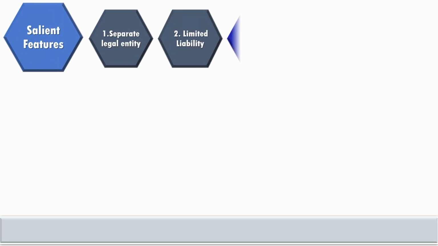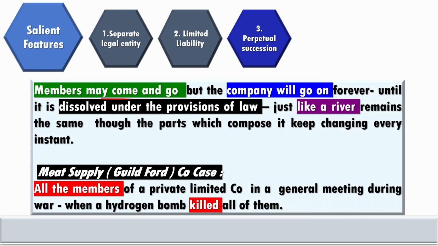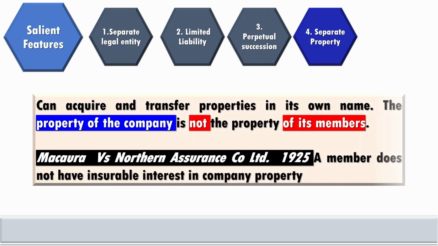The third unique feature of a company is perpetual succession. It continues in spite of change in its members. Like a river where the water keeps changing, a river keeps its identity. This was held in the Meat Supply Guildford Company case, where all members of a company died in an incident, and the court said the life of the company is independent of the life of its members. Therefore, it keeps continuing.